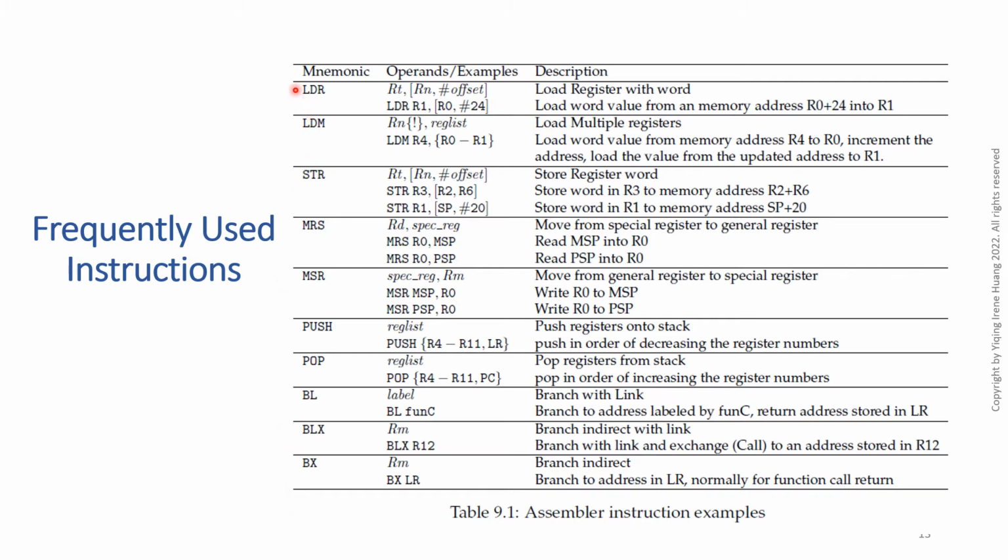I want to point out that for general purpose registers, you use load and store instructions, but for special purpose registers, for example the control register, you need to use MRS and MSR to move data around. And there are push and pop for the stack, and here are three flavors of branch instructions. These are pretty much all we need for this particular lab.